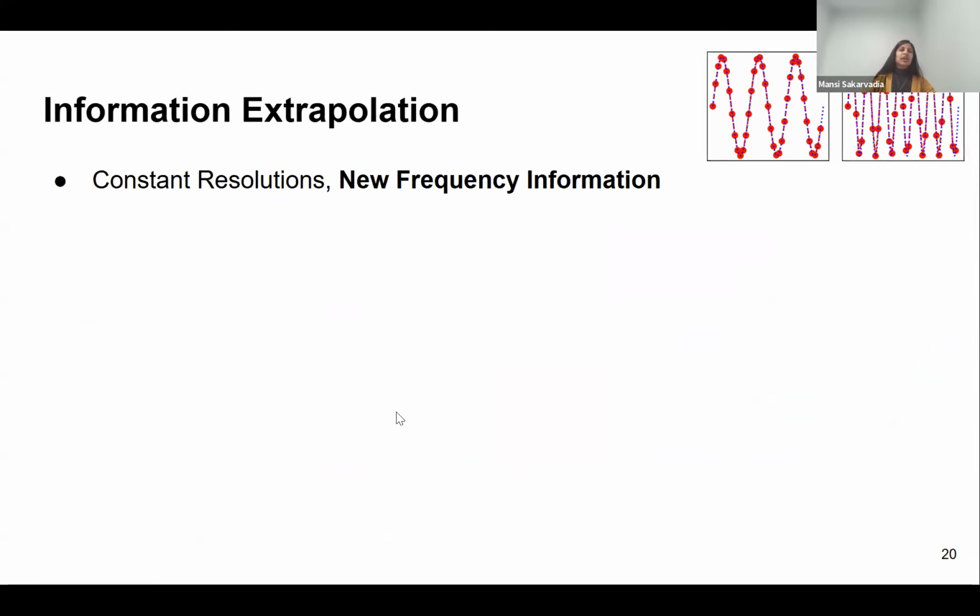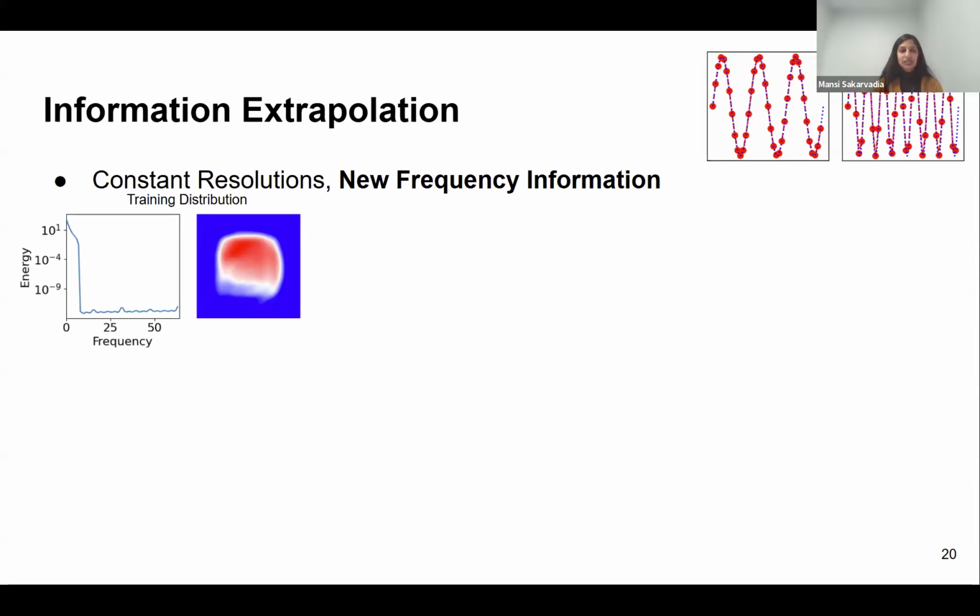In light of this, we are now interested in assessing a trained neural network's ability to generalize in the setting of information extrapolation. So once again, I have pasted an example of what it means to do information extrapolation in the top right-hand corner. And in English, what I mean in this experiment is that we hold the resolution of our test data constant, but we slowly introduce new frequency information into our test sets. And we assess a neural network's ability to generalize in this setting.